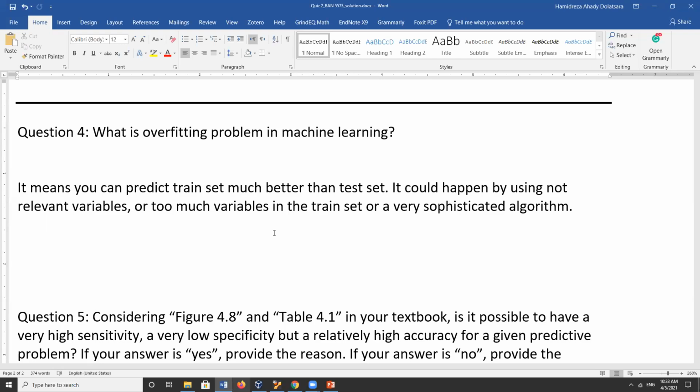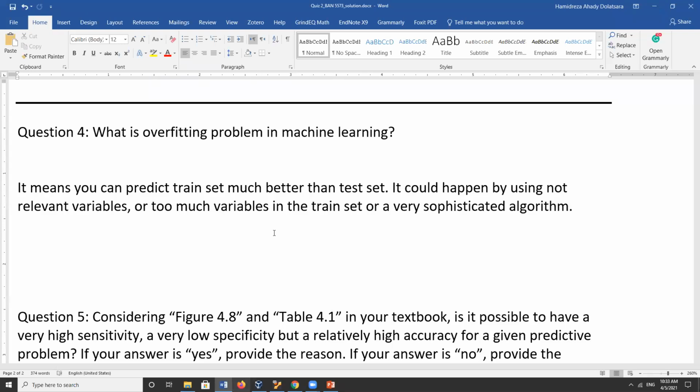It might be caused by several reasons, like you use too many variables, or some of your variables are not helpful. Or maybe you use a very sophisticated algorithm that is not suitable for your case. In some cases, especially when you have too many dummy or indicator variables, using a simple algorithm such as logistic regression, which is very simple and very fast, is much better than using sophisticated algorithms such as deep learning. So having a very sophisticated deep learning algorithm with so many hidden layers is not always good.